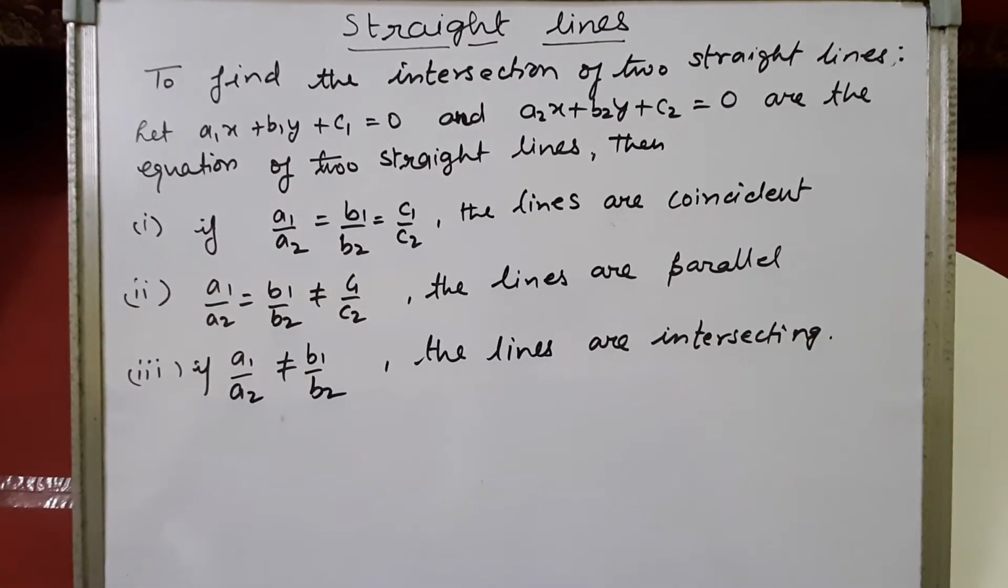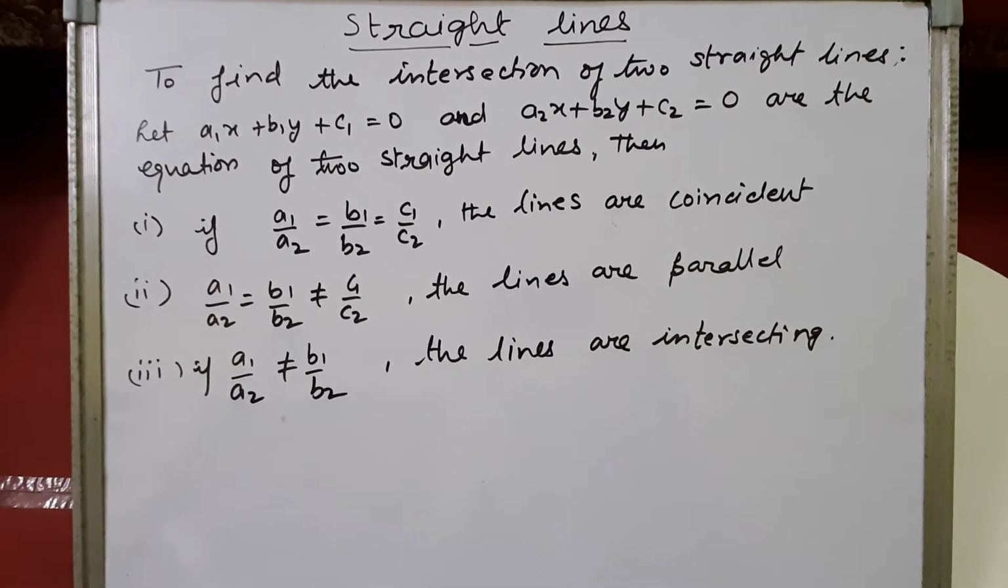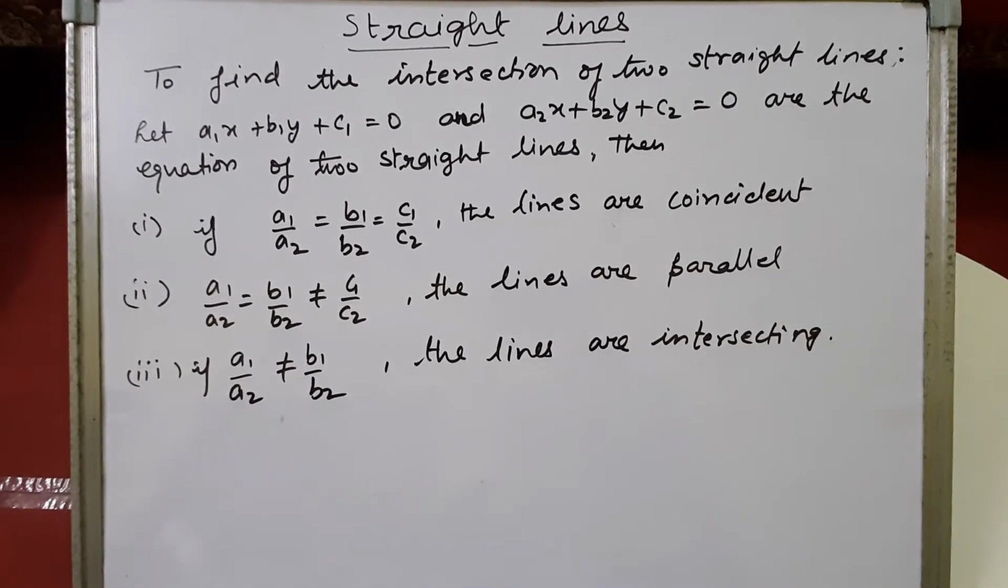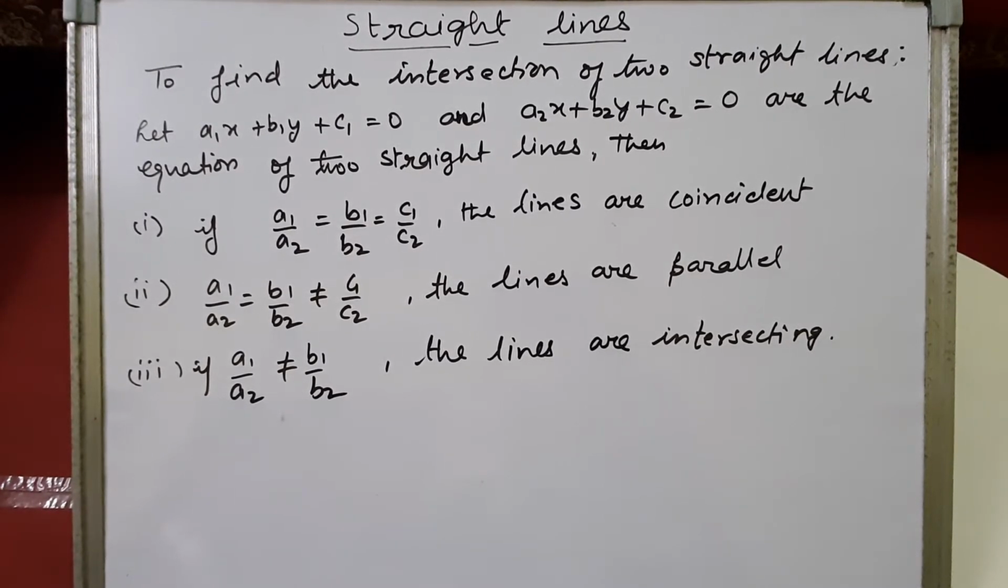Next we'll discuss how to find the intersection of two straight lines. Let the equations of two straight lines be a1x plus b1y plus c1 equals 0 and a2x plus b2y plus c2 equals 0. From here there are three conditions. The lines are coincident if a1 upon a2 equals b1 upon b2 equals c1 upon c2. Here a1, a2 are the coefficients of x, b1, b2 are the coefficients of y, and c1, c2 are the constants in the equations, right? So if a1 upon a2 equals b1 upon b2 equals c1 upon c2, then the lines are coincident.